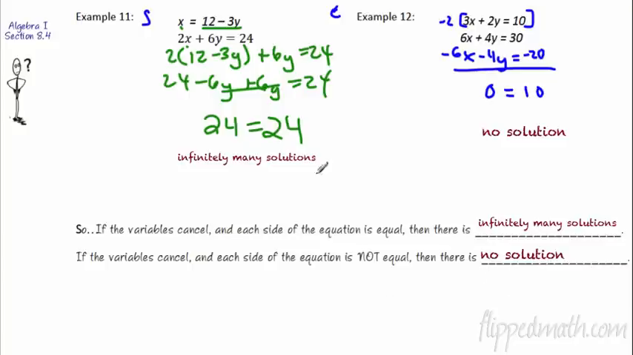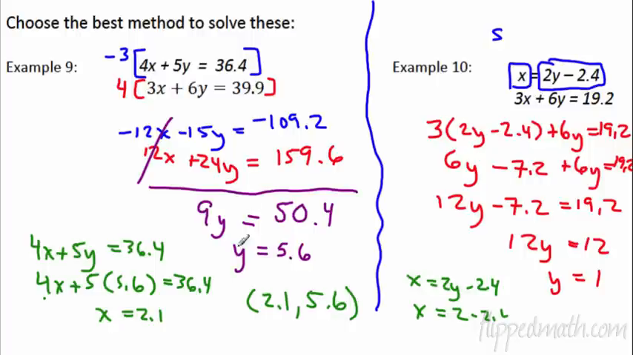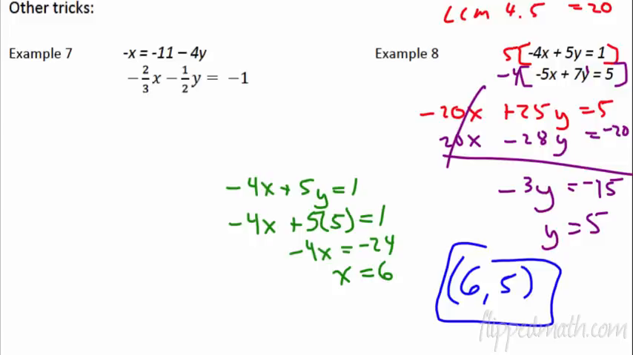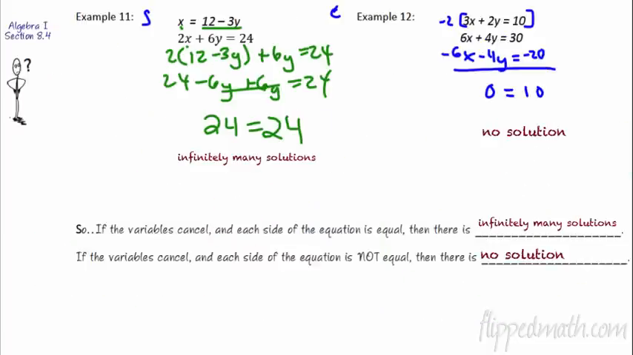A lot of students will just write this for every single problem. No, most problems have one solution. Okay, 2.1, 5.6 or whatever we got before, 6, 5. That's most systems will have one solution. But there are times when you have many solutions or no solution, and that's when all the variables cancel out.